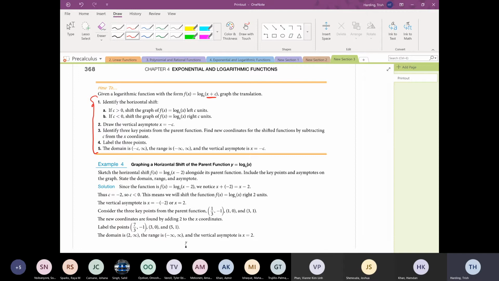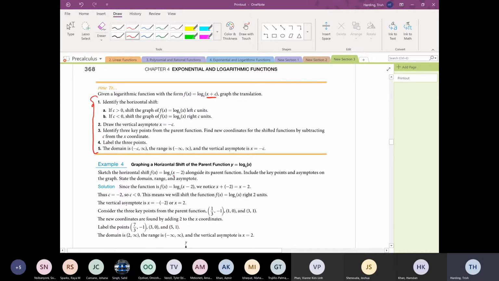Next, you're going to draw the asymptote. You're going to identify 3 key points. You're going to find new coordinates by subtracting it from the x-coordinate. You're going to label the 3 points, and then you're going to state the domain, the range, and the vertical asymptote. So we'll look at one that they've already solved.